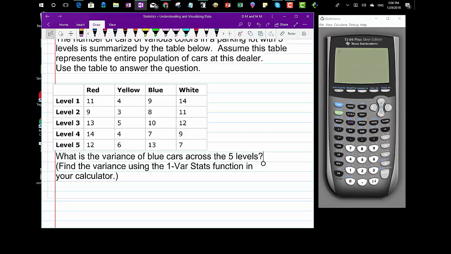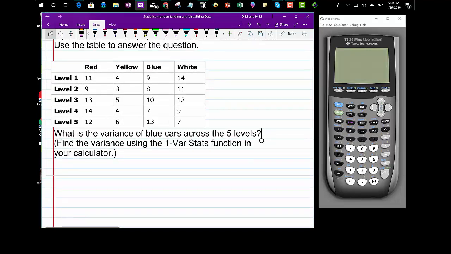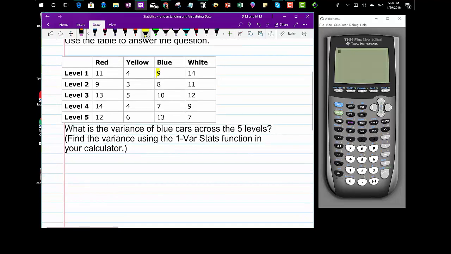So they want us to focus in on just blue cars. So let's take a look at that data. So here's my blue cars on each of the 5 levels. So I'm trying to find the variance of the numbers 9, 8, 10, 7, and 13. So I need to begin by entering this data into a list, L1.